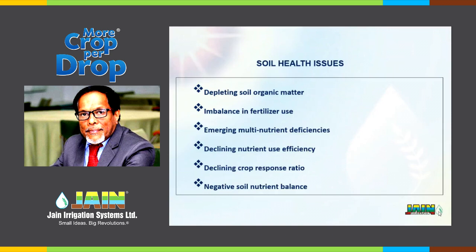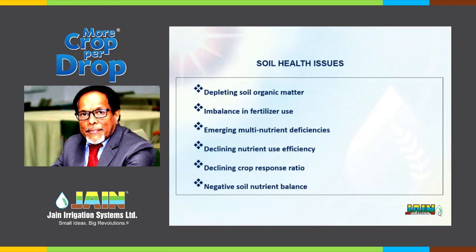like that. Declining nutrient use efficiency, which you already saw, and declining crop response ratio, which means the crop gives you less and less per unit of fertilizer you apply. This leads to soils that now, if you look at it, have a negative soil nutrient balance, despite a year by year increase in adding nutrients to the soil.